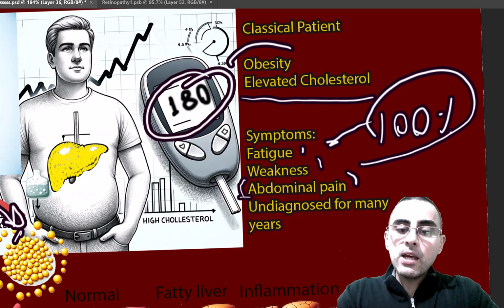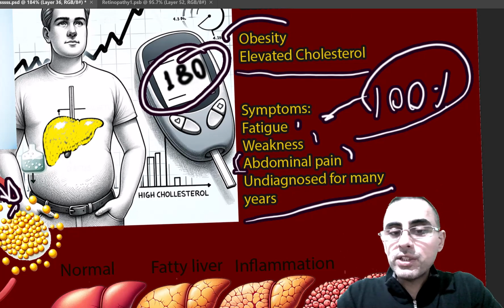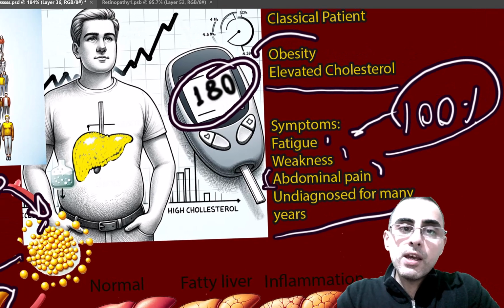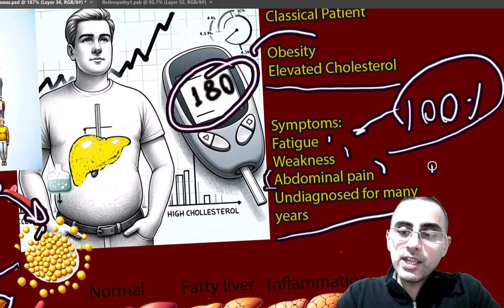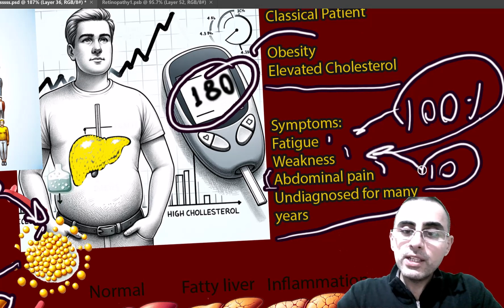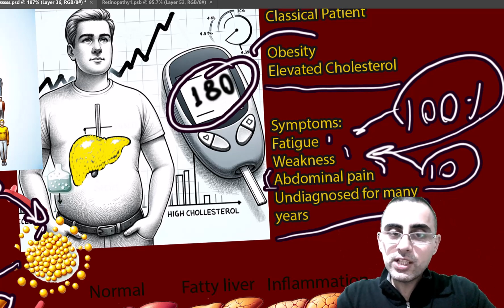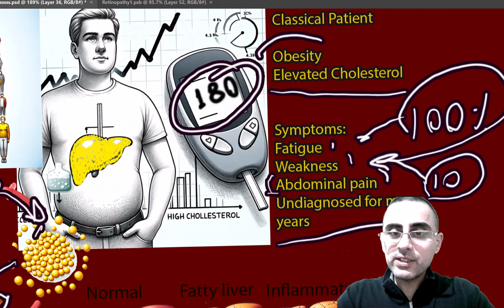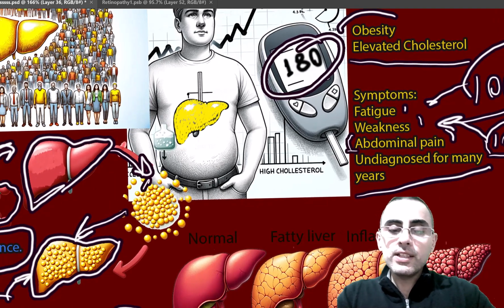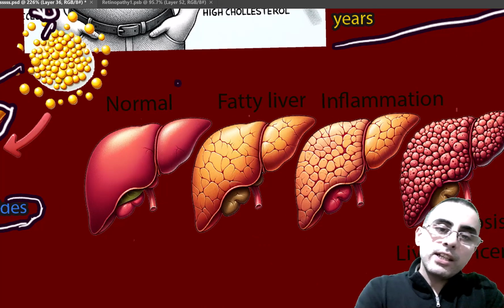And undiagnosed cases are very common because, as we said, this disease has no symptoms for many years, sometimes more than 10 years, and these symptoms are vague. When we have fatigue and weakness, a person will not pay attention to it as a liver disease. That's why the symptoms go unnoticed for years, and fatty liver is undiagnosed. And when it's undiagnosed and untreated, it has stages.